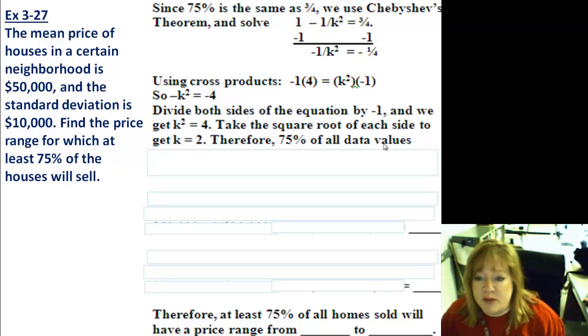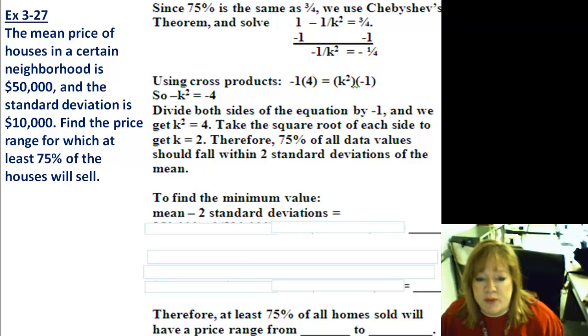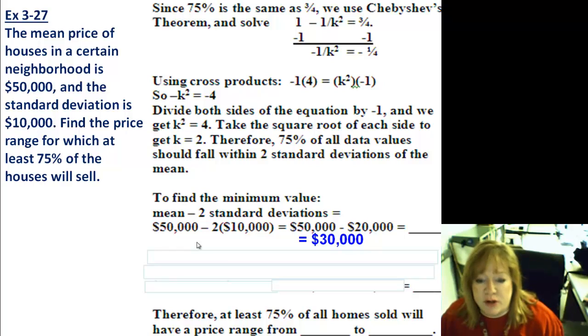Therefore, 75% of all the data values will fall within 2 standard deviations, which we kind of already knew, right? Should fall within 2 standard deviations of the mean. Minimum value, you take the mean minus 2 times the standard deviation, which in this case is 10,000. So mean minus 2 standard deviations is 50,000 minus 2 times 10,000, which is 50,000 minus 20,000, or $30,000. So that's the low price for 75% of the houses to sell.